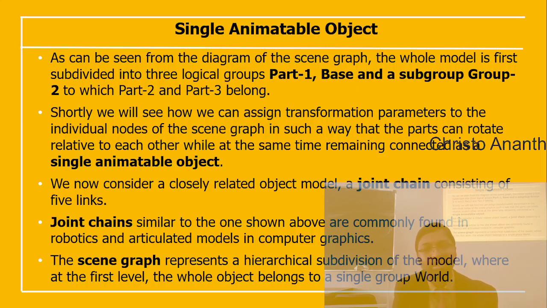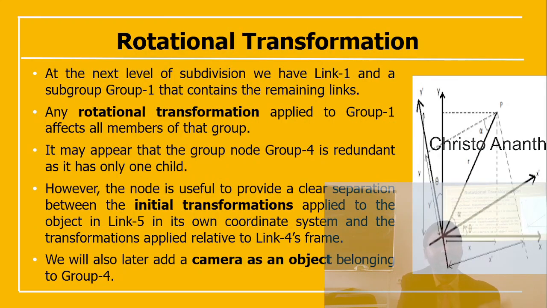computer graphics. So the scene graph is a hierarchical subdivision of the model where at the first level the whole object belongs to the single group, world. Then we have a rotational transformation. At the next level of subdivision we have link 1 and then a subgroup, which is group 1, containing the remaining links. So maybe one rotation you are going to change. Rotational transformation applied to group 1 will be affecting all the members of the group because all are connected.